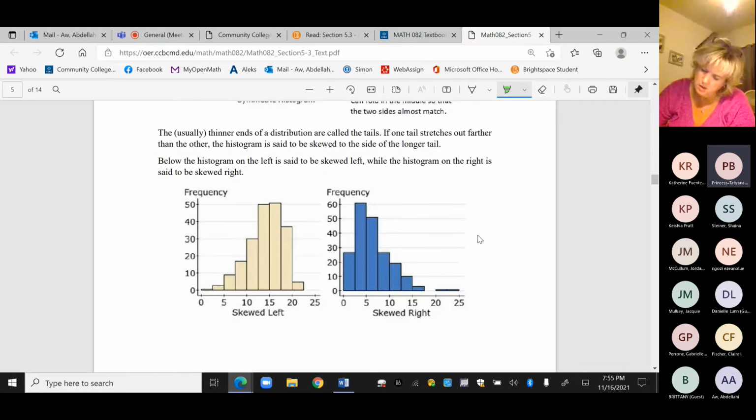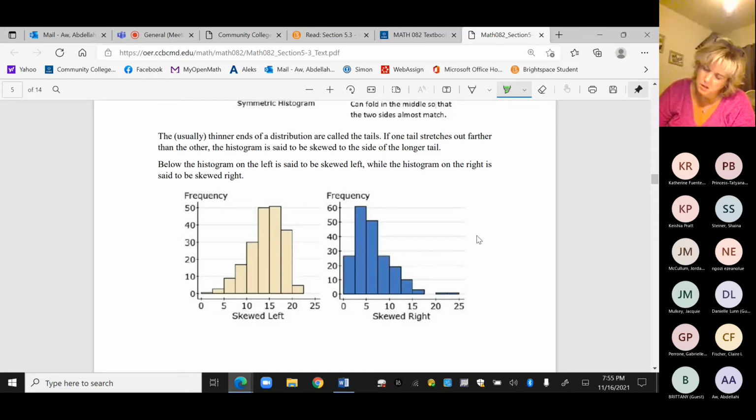Yeah, this is just some vocabulary going on, right? You see, the skewed left, if you call it something like a tail, the tail is on the left side, okay? The skewed right, the tail is on the right side. That is also for the vocabulary stuff.